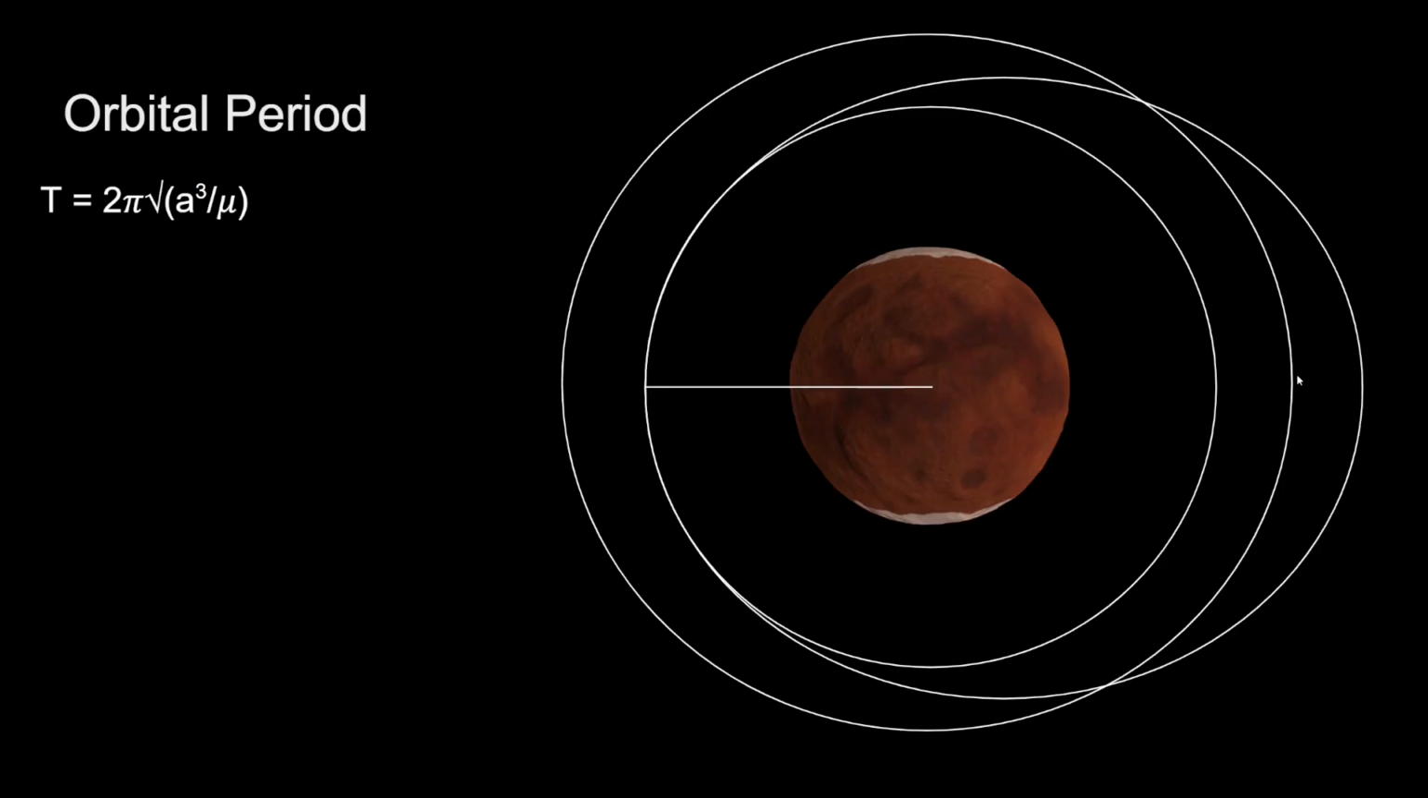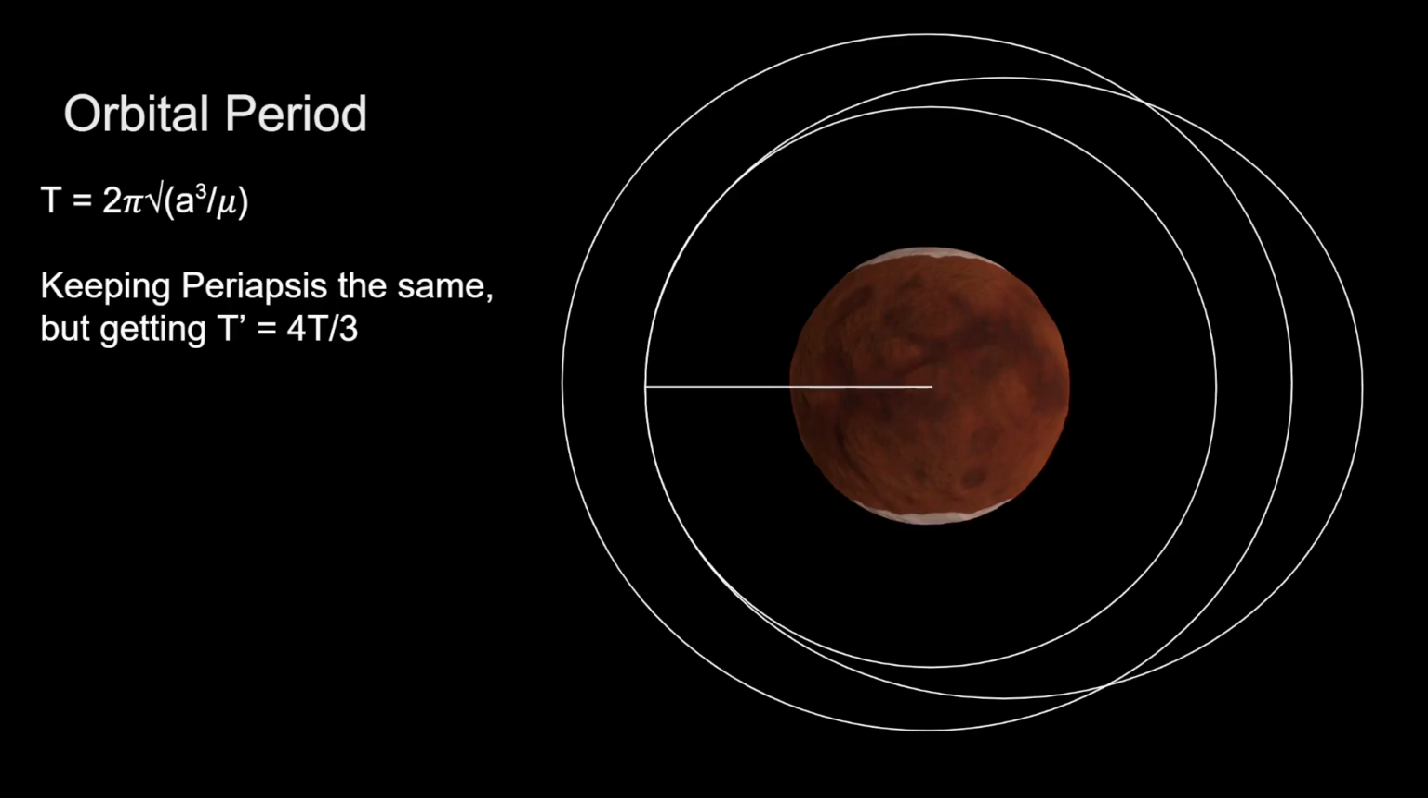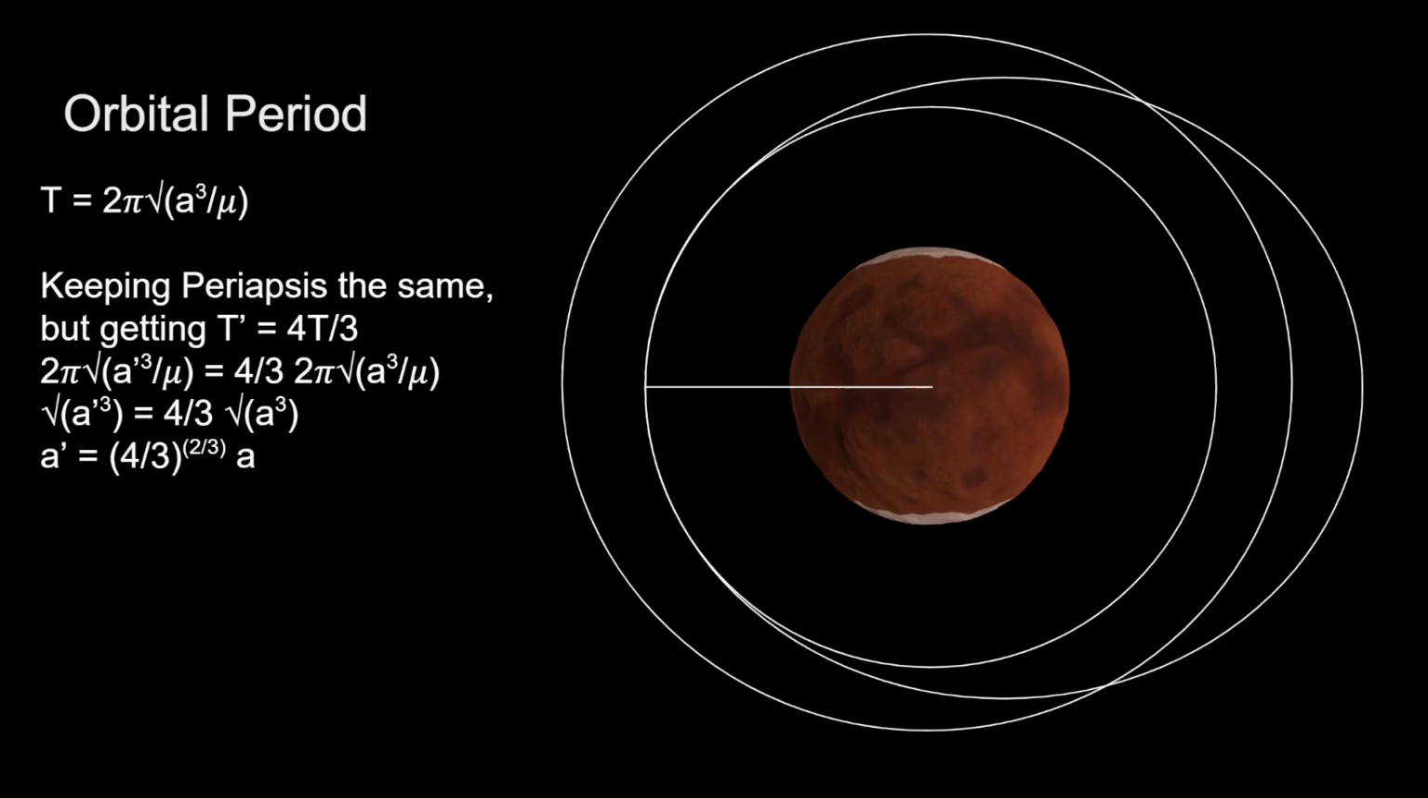So, if we want to separate our relays by 1/3 of an orbit, we want to be in a situation where our transfer vessel has an orbital period that's 4/3 as long as the circular orbit. So, let's plug in the numbers and simplify both sides of the equation. 2 pi cancels out, as does the square root of 1 over mu. Square both sides and then take the cube root. We have a constant times a.